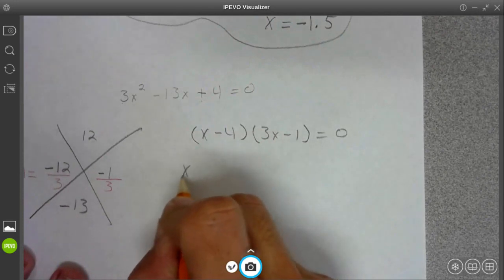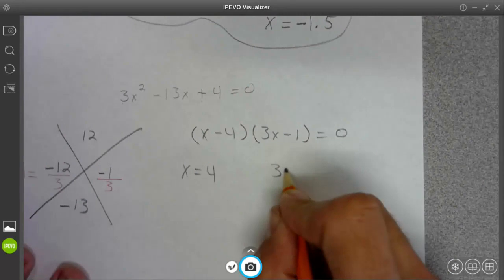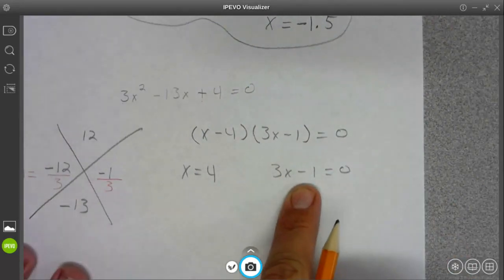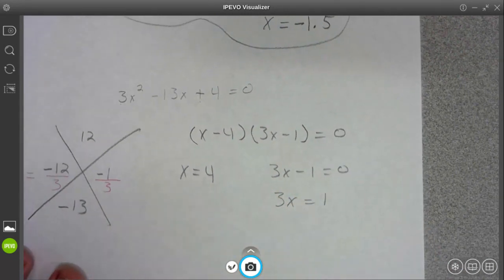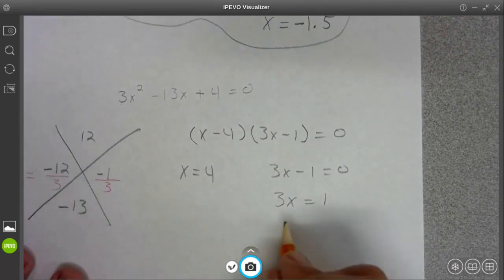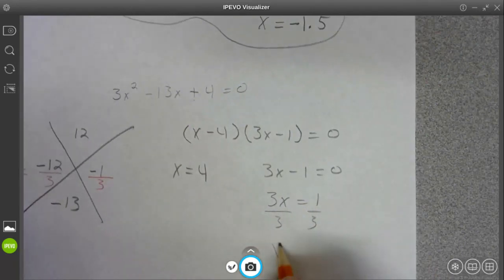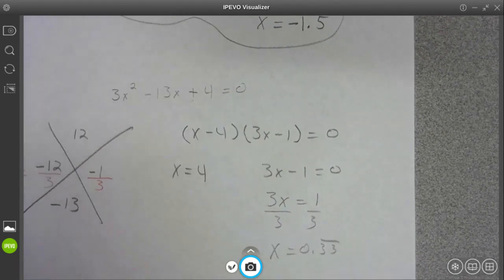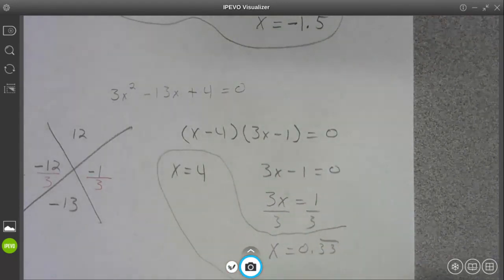The first one is going to give you 4. This one, you'll get 3x minus 1 equals 0, plus 1 to both sides, and then divide by 3. So you'll get 1/3 for your answer, or it'd be like 0.33 repeating forever. So those are your answers here.